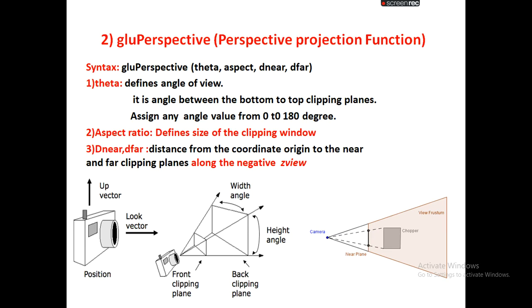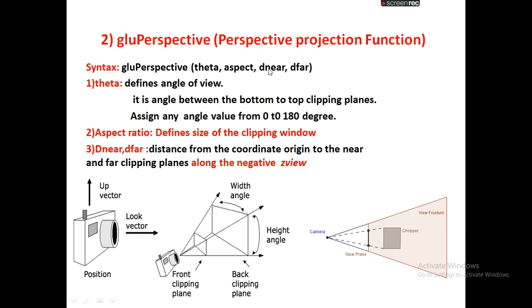These are the four parameters gluPerspective will take. In this syntax, we know that aspect ratio is nothing but the ratio of width to height of the clipping window. As you can see in this example, see the second image, this is the width of the clipping plane and this is the height of the clipping plane. So aspect ratio is the ratio of the width to height of the clipping plane.